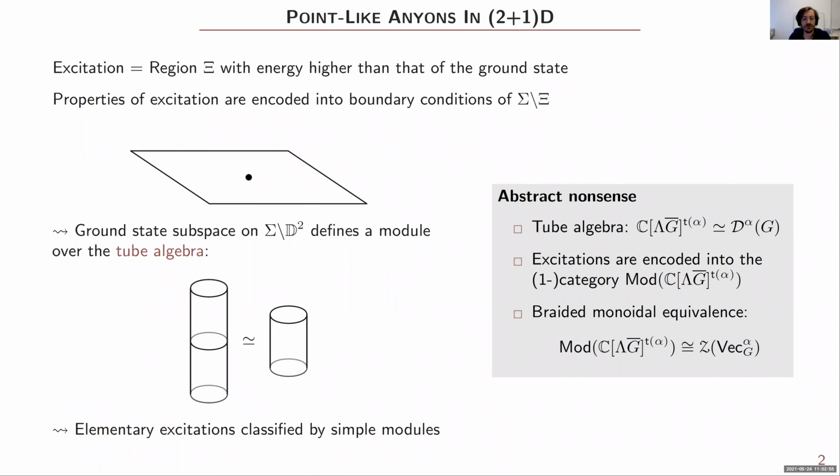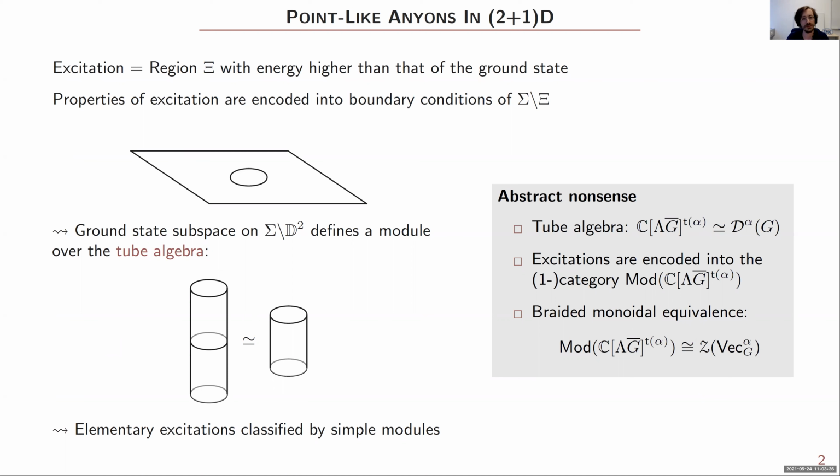So first, let me review briefly the 2D story. Generally speaking, we can define an excitation as some region of the manifold for which the energy is higher than that of the ground state. To characterize these excitations, we can exploit the following idea, namely that the properties of an excitation are encoded into the boundary conditions of the manifold you obtain after removing this region. So for instance, if we're interested in point-like particles in 2D, there will be some kind of disk-like region around it for which the energy is higher than that of the ground state. We remove it, so we are left with some open boundary conditions that we want to classify.